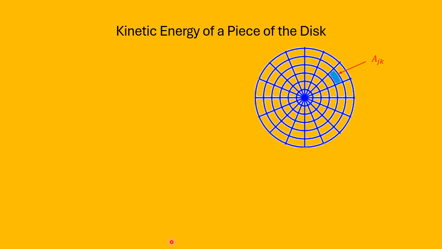So let's look at the kinetic energy of just one small piece of this disk as the disk rotates. We'll assume that the disk has radius r and a mass density rho, and the mass of the total disk then is the area of that circular disk times rho, so that's pi r squared times rho.